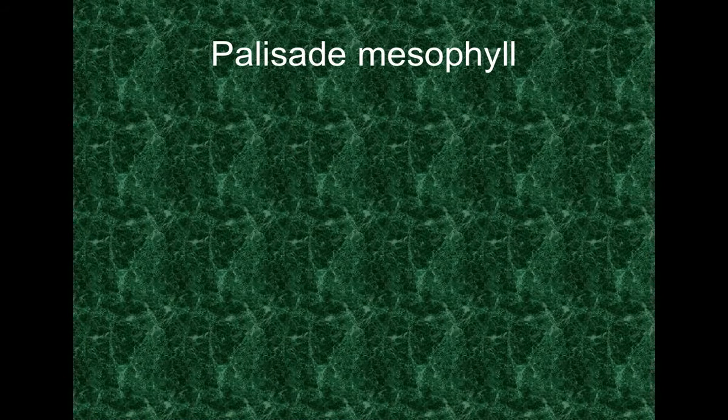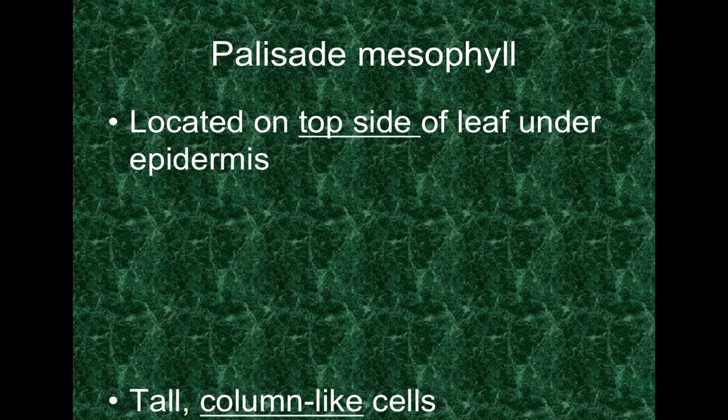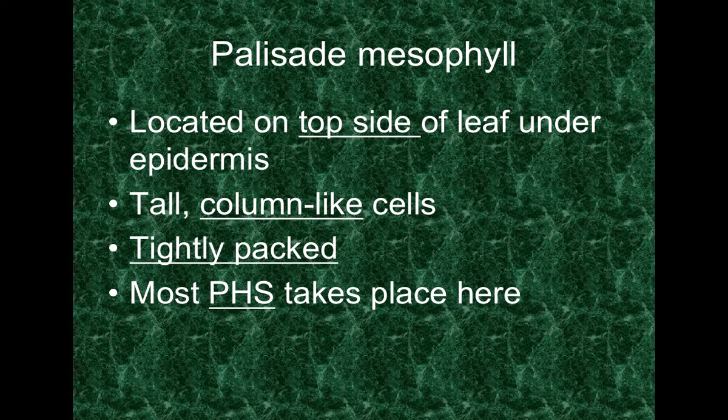So that top layer of the leaf, where the cells are very tightly packed, is called the palisade mesophyll. It's located on the top side underneath something called the epidermis. Basically, that's like the outer skin of the leaf. These cells are very tall and column-like, and they are tightly packed. Most of our photosynthesis takes place here because if you think about it, the top side of the leaf tends to get most of the sunlight.